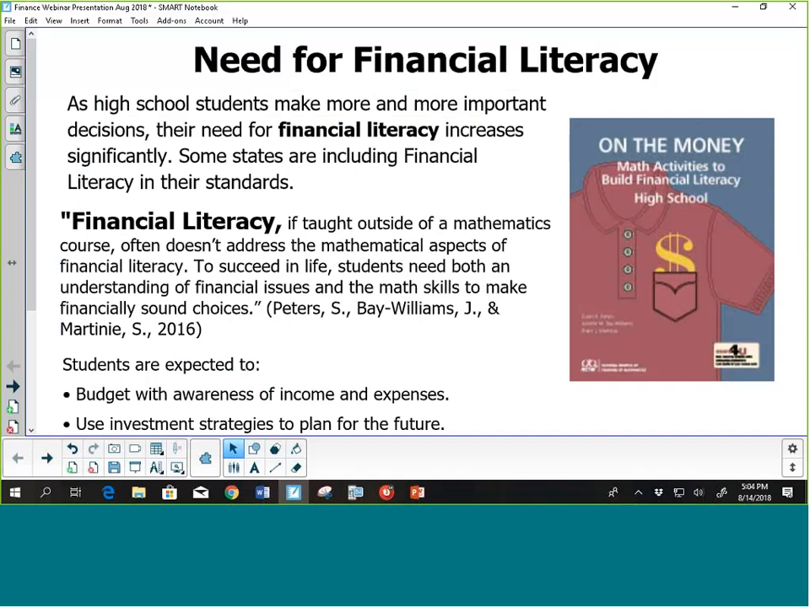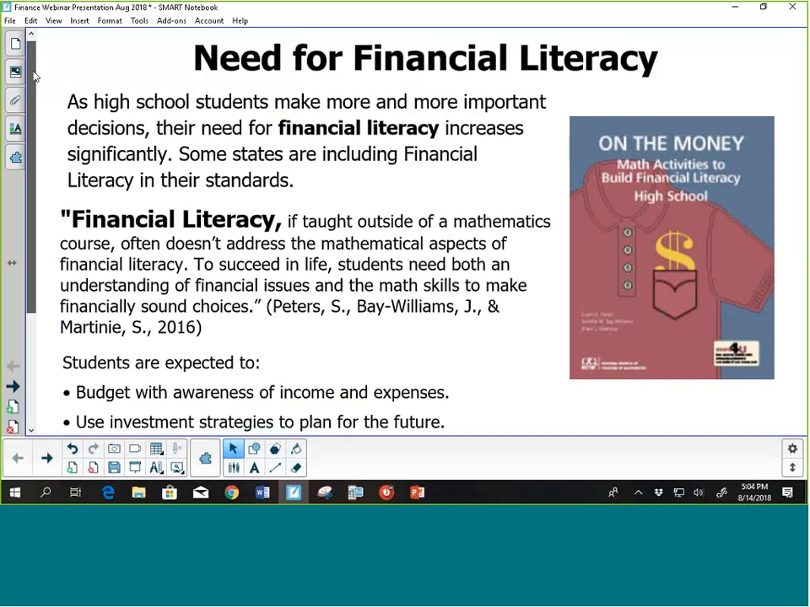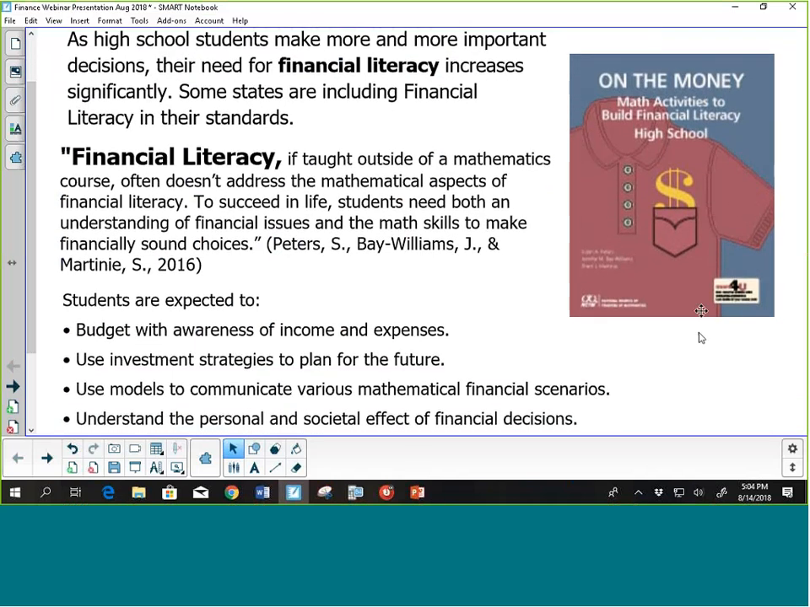We went to our own Arizona standards, and we went to find out what they say fourth-year math standards are requiring here in Arizona. And we know that many states now are requiring some financial literacy within their standards. And we saw this quote from this book here, On the Money. It is an NCTM publication from Peters, Bay Williams, and Martini.